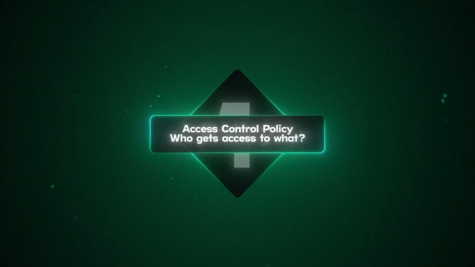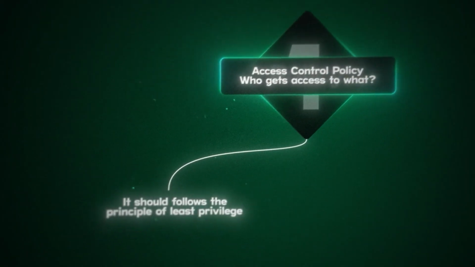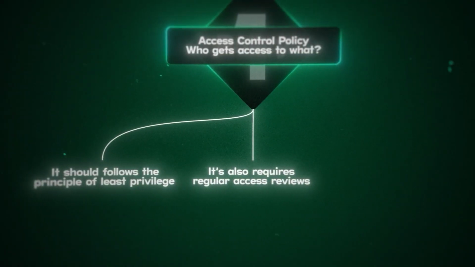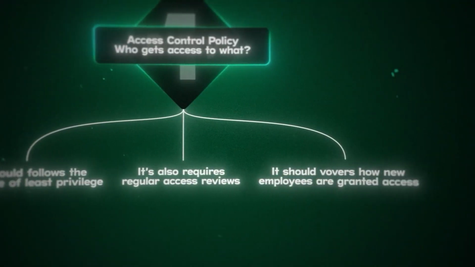First is an access control policy. Who gets access to what? This policy defines who can access sensitive data and systems. It should follow the principle of least privilege, which means employees only get access to what they need to do their job. It also requires regular access reviews to remove old or unnecessary accounts, and it should cover how new employees are granted access and how access is revoked when somebody leaves the company. Without this policy, access management becomes a mess, leaving your company open to unauthorized access and security breaches.